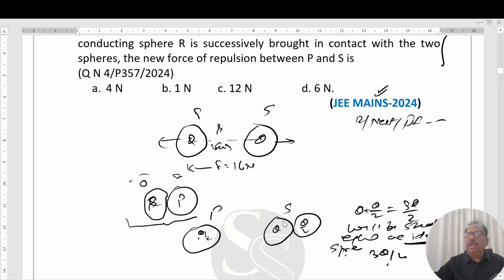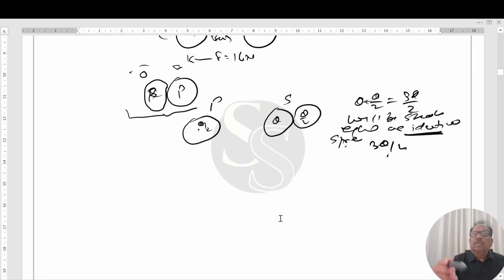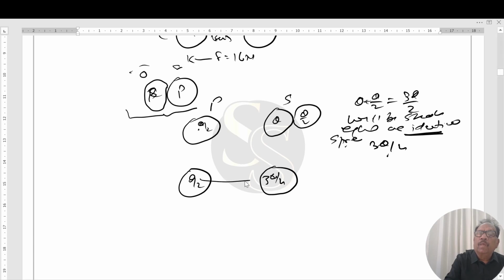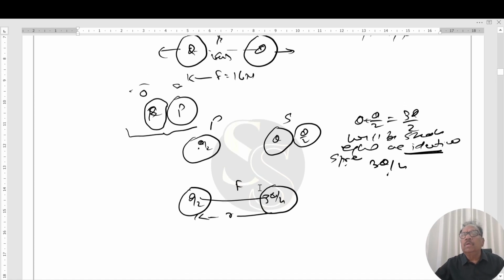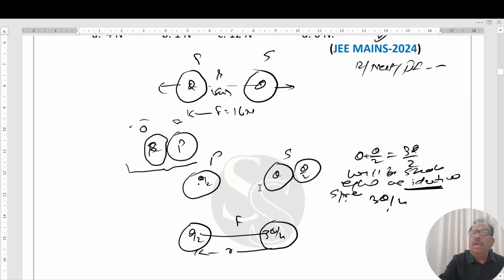So charge on S will become 3Q by 4, and this is P with Q by 2. We have to find the force separated by the same distance R. Now, from the given information, initially F will be equal to 1 over 4 pi epsilon naught Q into Q upon R square. That is equal to 16 Newton. This is equation 1.